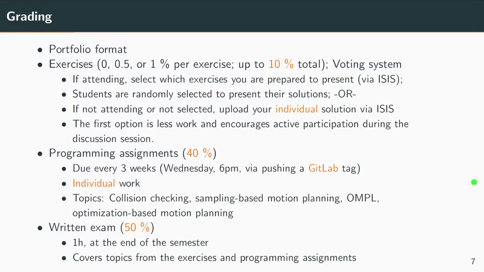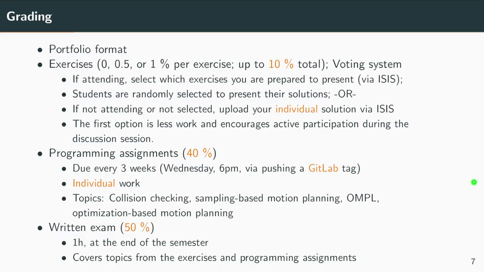The topics are also here. So the first one is helper functions for motion planning. Then there will be one where you implement your own motion planning algorithm. One where you use a very popular library to solve more challenging problems. And then one where we really look at how to apply optimization to motion planning.